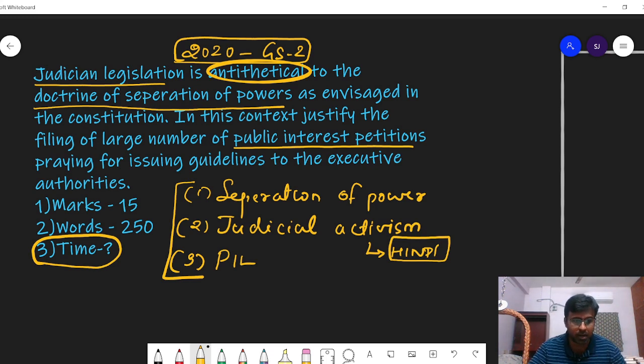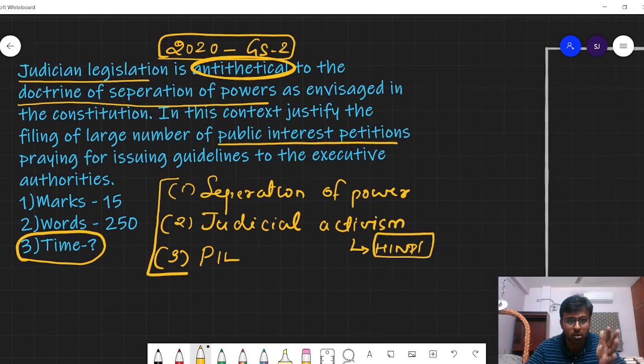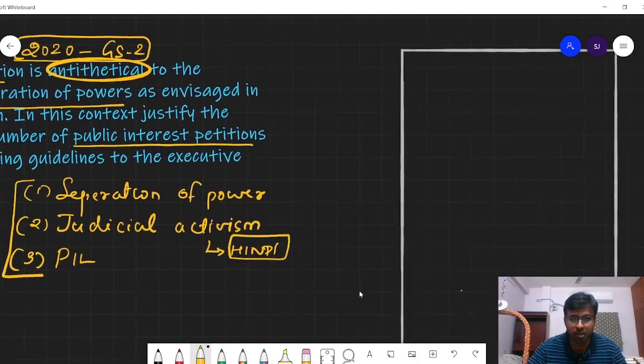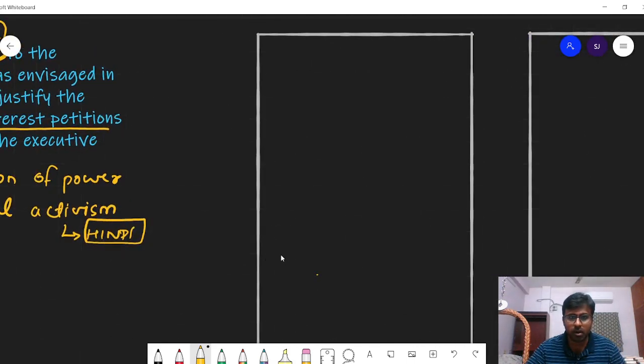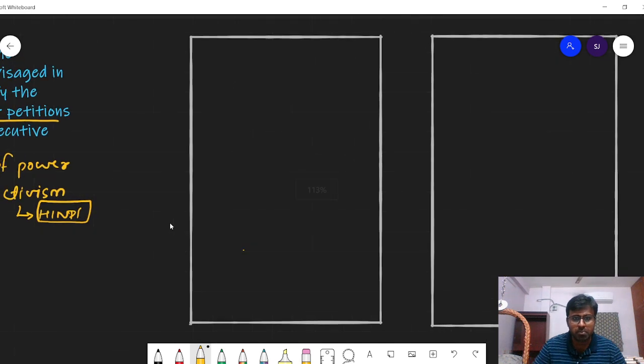So how do you structure an answer now? We have gotten the keywords. Now I'll tell you how to structure an answer, and how to include flow charts and things like that in the answer. So first, this is a 20 marker question. Sorry, this is a 15 mark question. Pardon me, this is a 15 mark question.